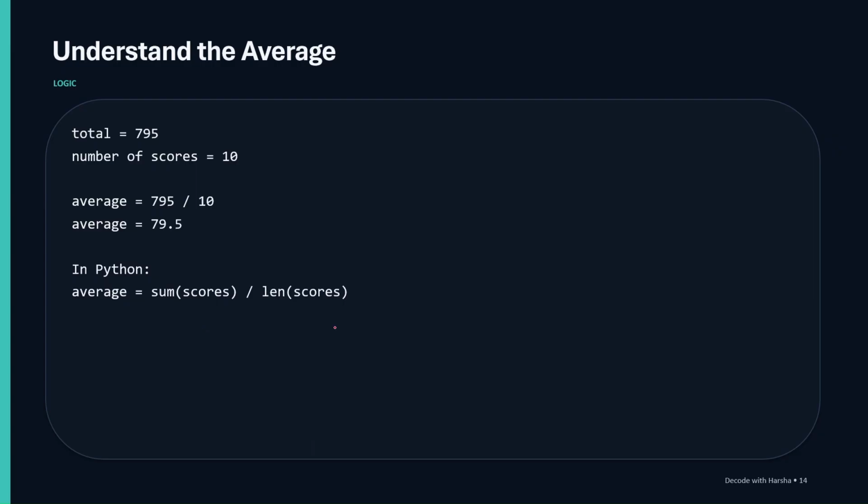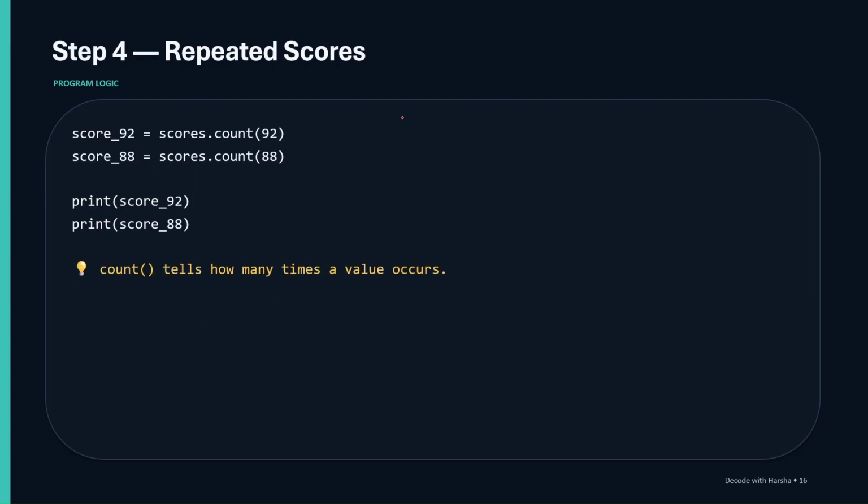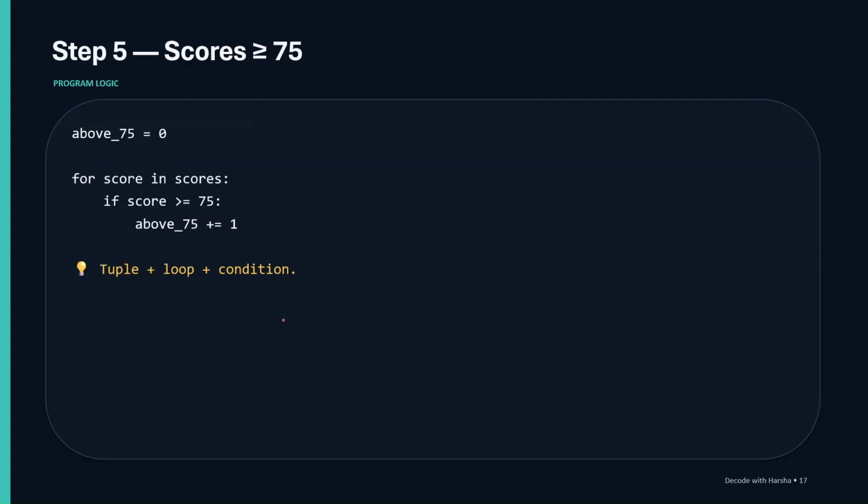Okay, then repeated scores. This is how many times a particular number has occurred in the tuple. To identify that, we use the count method. So this will tell me how many times a value occurs. Here what we are going to do is identify the scores which are greater than or equal to 75. For that, we create a user defined variable, above underscore 75 equal to 0. Okay, we just create a variable here. Then for score in scores, so this is also user defined.